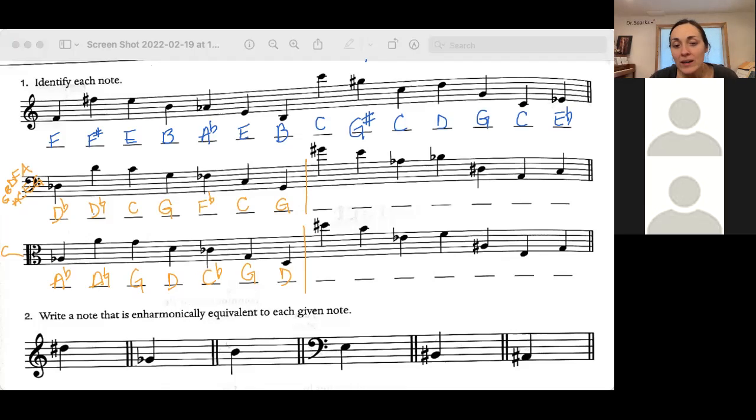Okay, so a quick review on enharmonic equivalents now. Let me get a different color. Okay, so we said earlier D sharp is enharmonic to what other pitch?